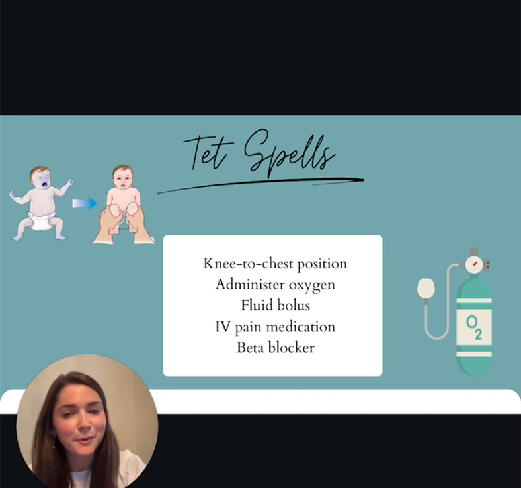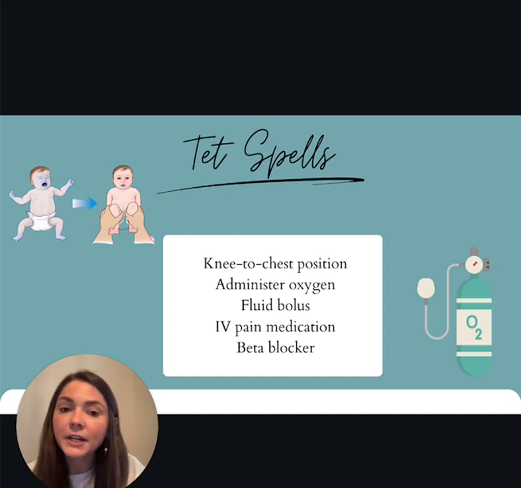So do you remember how these are managed? We want to make sure the infant is placed in a knee to chest position, just like you can see in this picture. And why is that? Well, that position increases systemic vascular resistance, which promotes movement of deoxygenated blood from the right ventricle into the pulmonary circulation instead of the aorta.